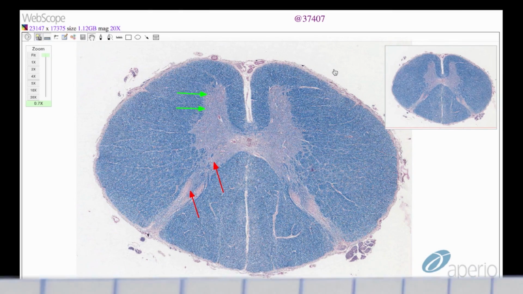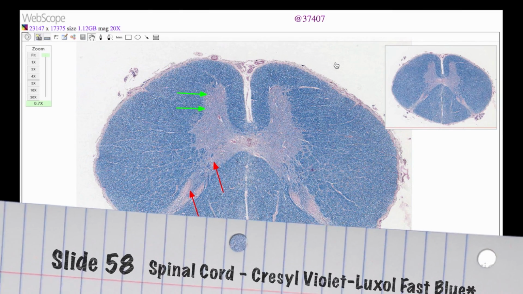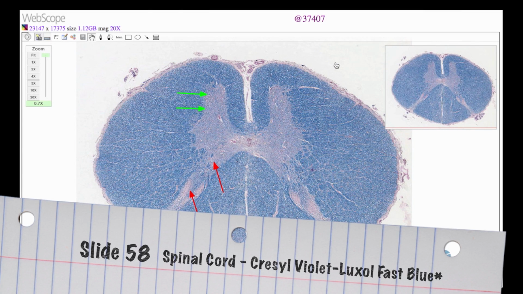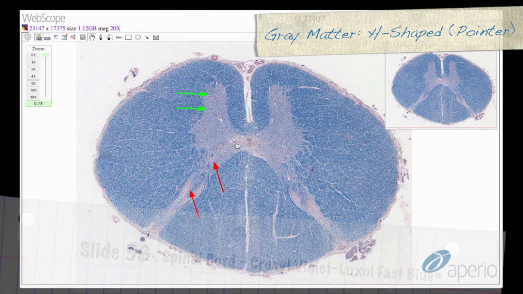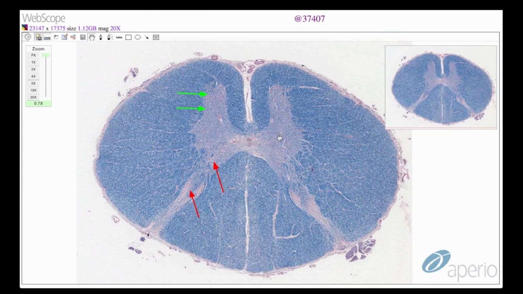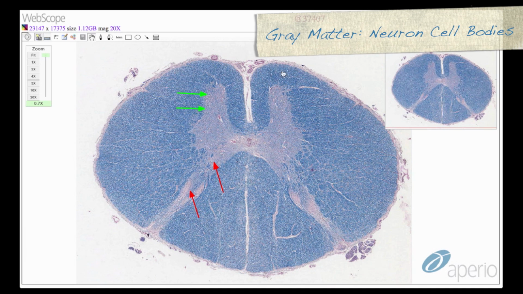We are now looking at slide 58, which is a section of spinal cord prepared with Cresol violet Luxol fast blue stain. The H-shaped gray matter can be seen here at the pointer. In the spinal cord, the gray matter lies deep to the white matter. The white matter can be seen here at the pointer.